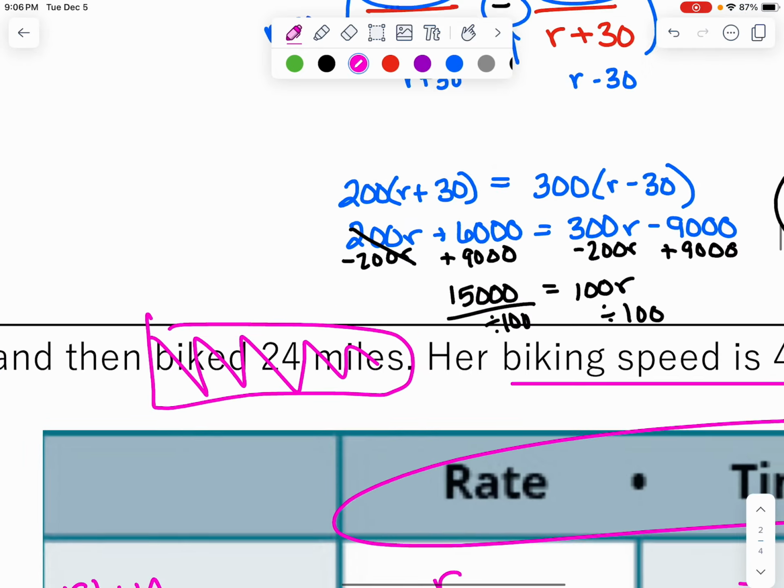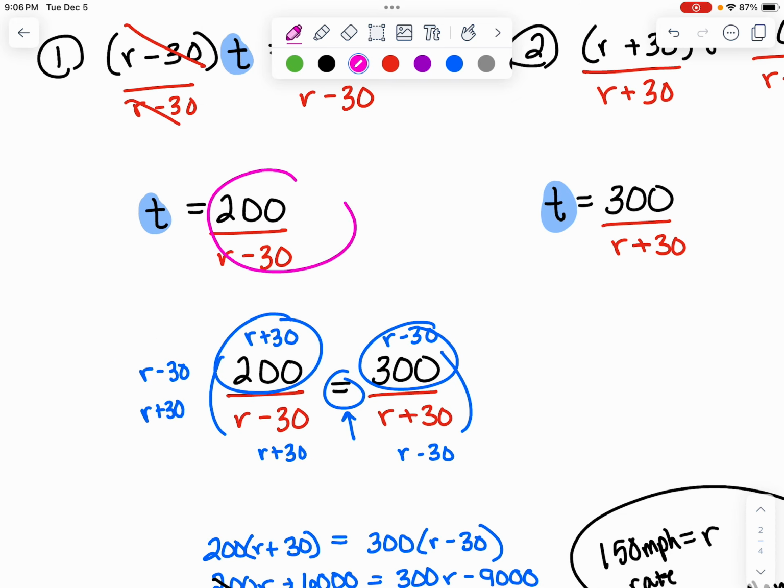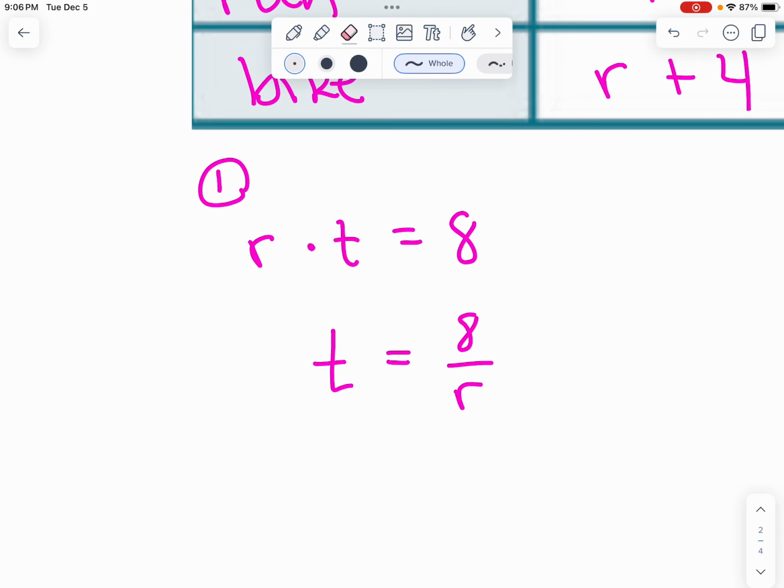Like up here. Remember how we set the T's equal to each other? We did this equals this, so we got T by itself. So we're going to do that here. Does that make sense now? So I divided by R like that.